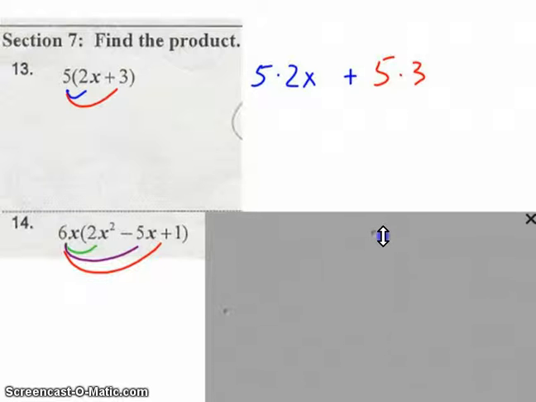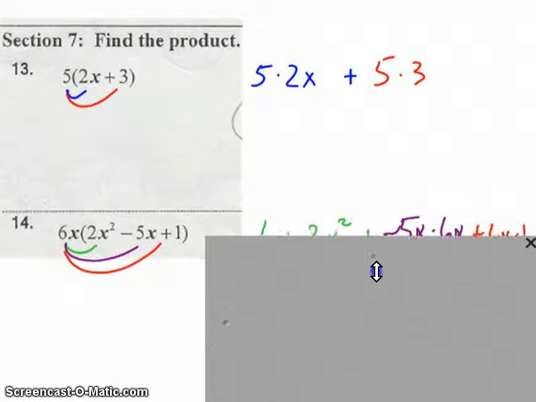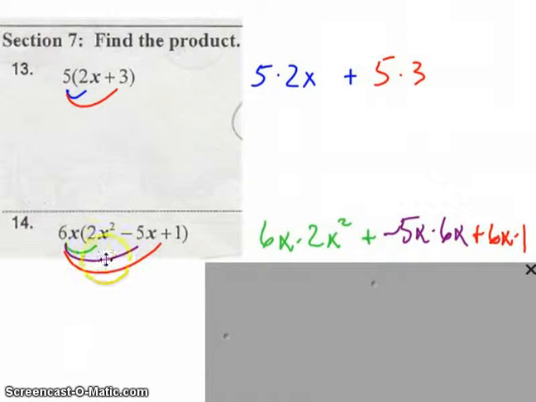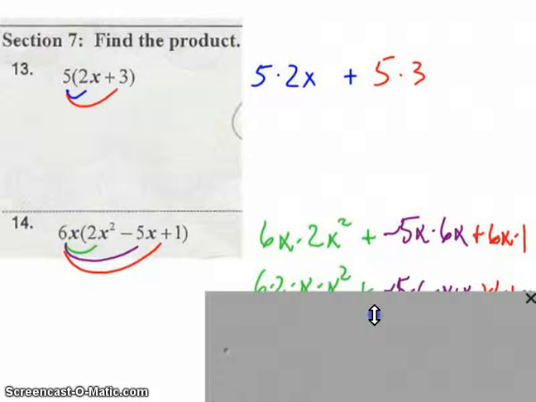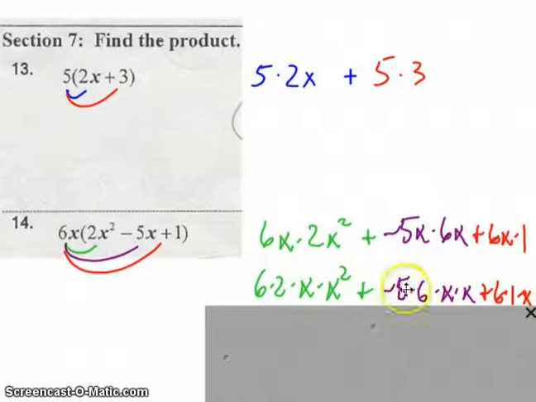Okay, so I'm going to do 6x times 2x squared. And I'm going to do separately, I've done it in purple here, 6x times negative 5x, and finally 6x times 1. Well, I told you guys that you can reorder these terms in green or these terms in purple at your convenience. That's what the commutative property lets you do. So I'm going to put the 6 next to the 2, and the x's next to each other. Likewise here, I'm going to put the negative 5 next to the 6. Notice I put the negative number out front so that I don't confuse myself and end up thinking that I'm doing subtraction instead of multiplication.